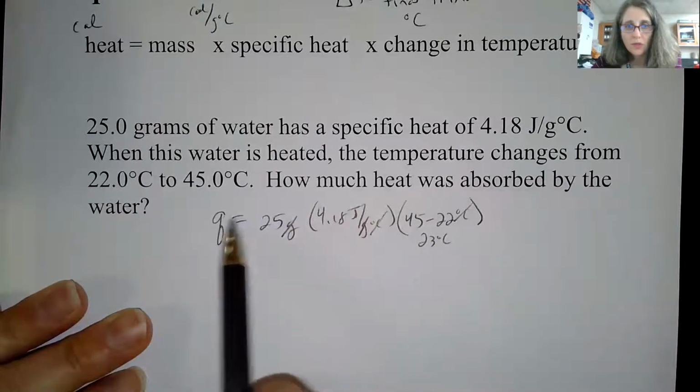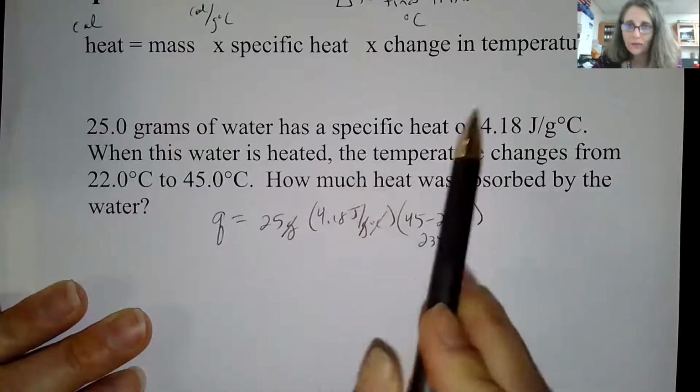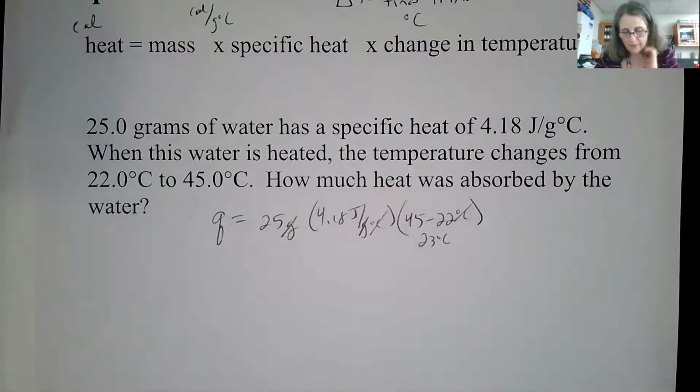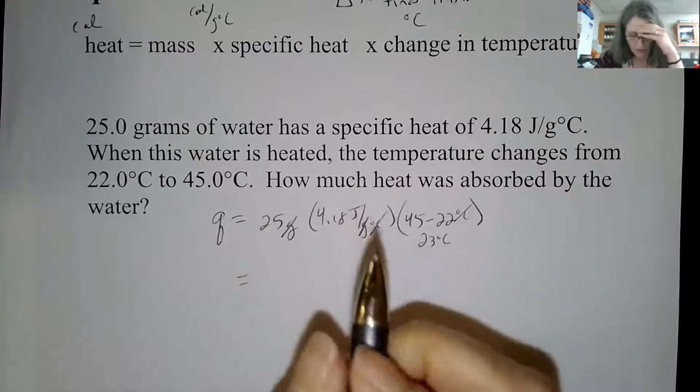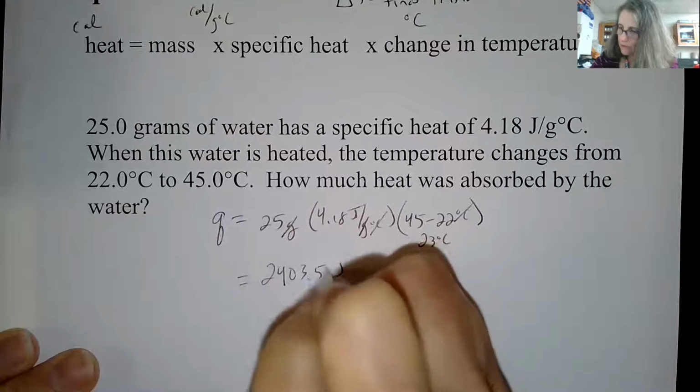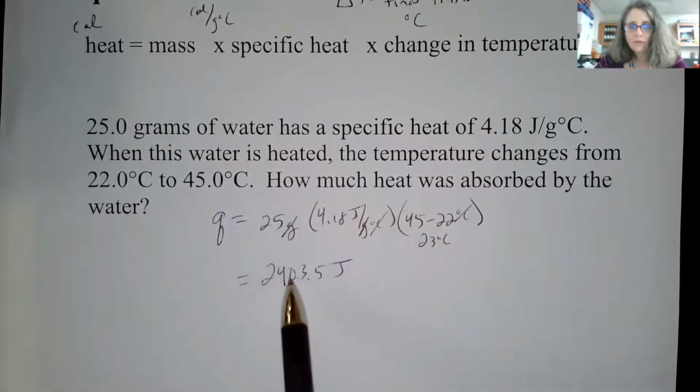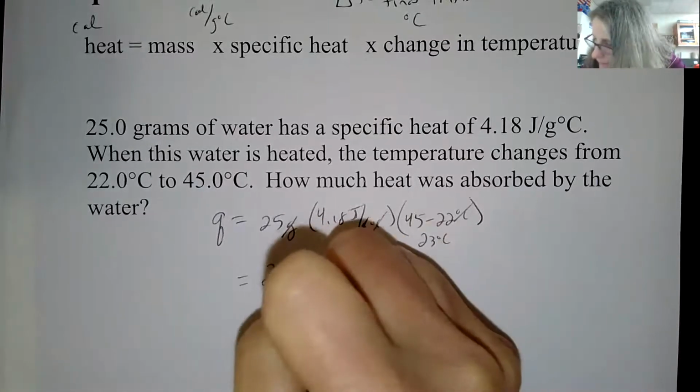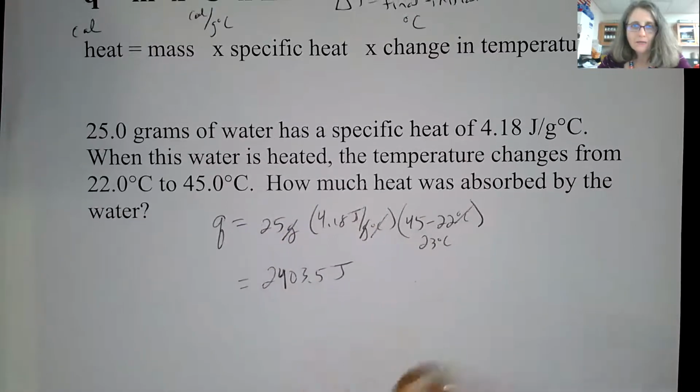Okay, so I'm left with joules. So heat could be calculated in joules or calories, depending upon the specific heat that you're given. So when you multiply this all out, you get around 2,403.5 joules. So 2,403.5. Let's talk about sig figs.